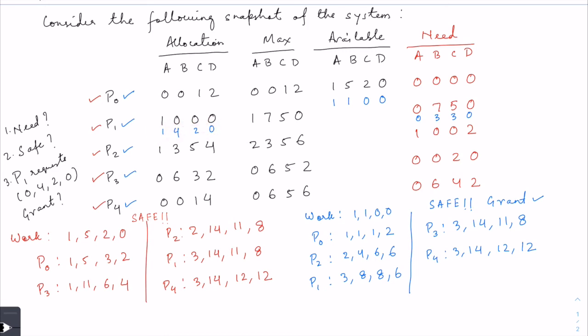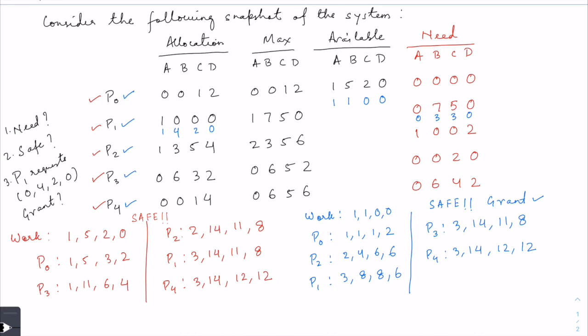Let's again try to evaluate the safety of this state. So we take the work variable to the current availability, which is 1100, which is written over here. And then again we go to P0 because its need is still 0000. We assume that it has finished execution. We put a blue tick mark to mark that it has finished execution. We take its allocation and we add it to work and we get 1112. We go to P2 and we do the same thing.